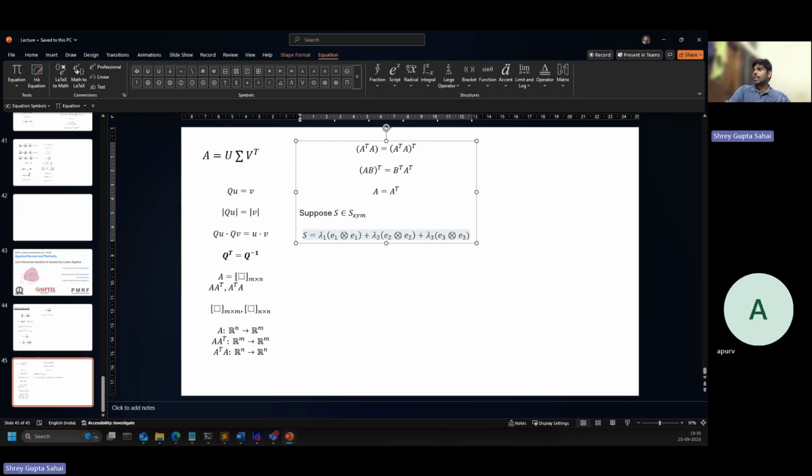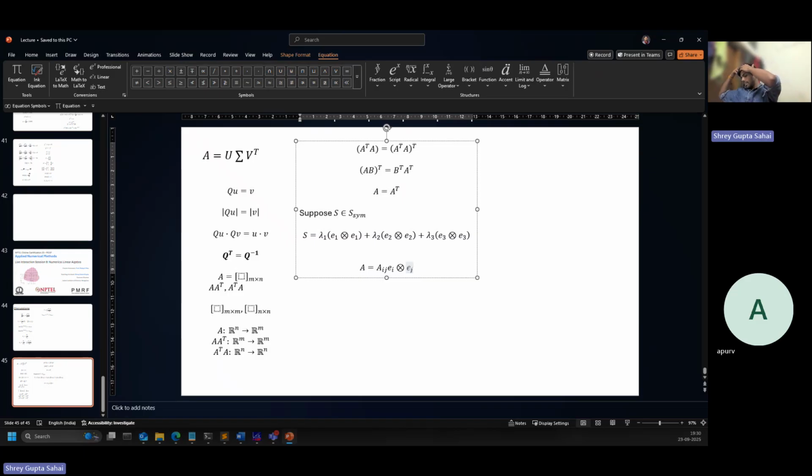Okay. Do you understand tensors? A tensor A will have components Aij. You write Ei cross Ej, right? Ei and Ej will be the unit vectors.